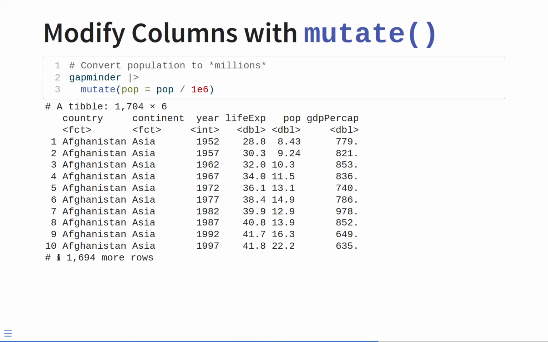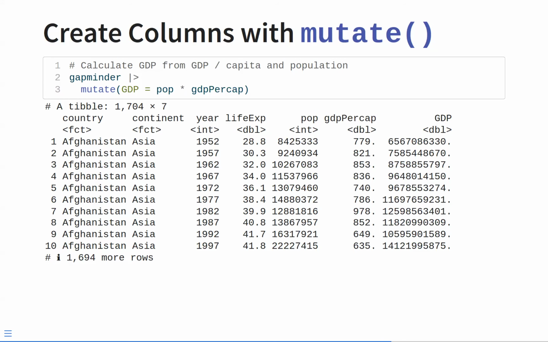Now again, we haven't gotten rid of the original Gapminder data set. We're just displaying this modified one. But what I meant when I said overwrites is that, in the instance of the data frame, the tibble, that we're displaying, the column pop has been changed by being divided by 1,000,000.